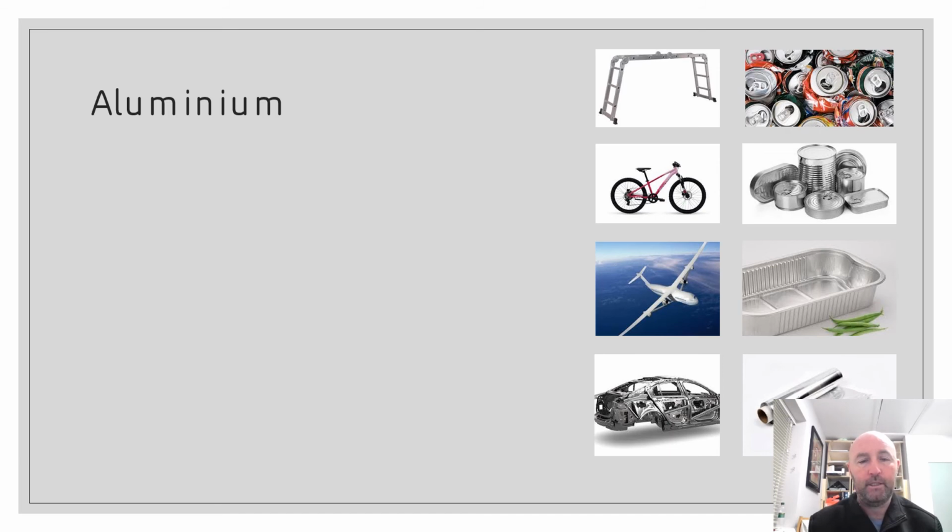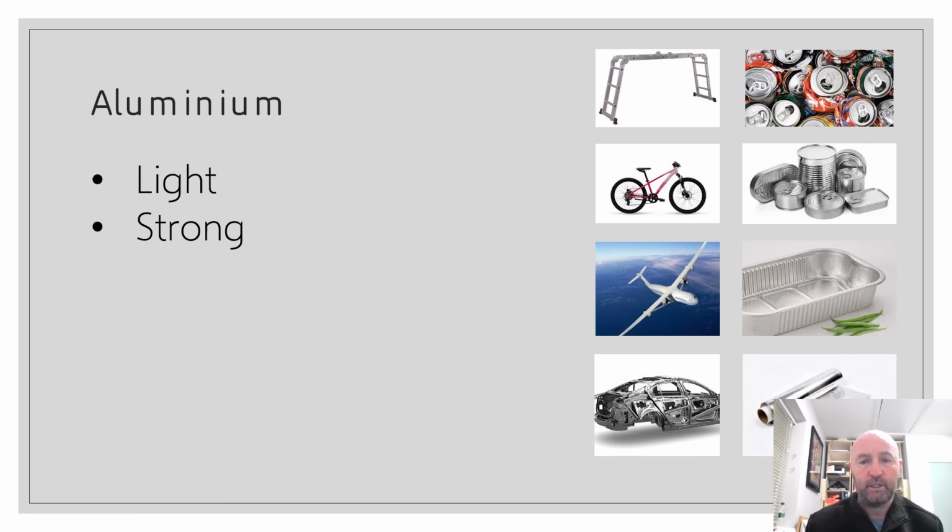Now, a few of the metals that are used very commonly in engineering, we're going to have a look at them, starting with aluminium. Now, aluminium, it's got that silvery grey colour that everybody would be familiar with. It's very well known for being light and strong.